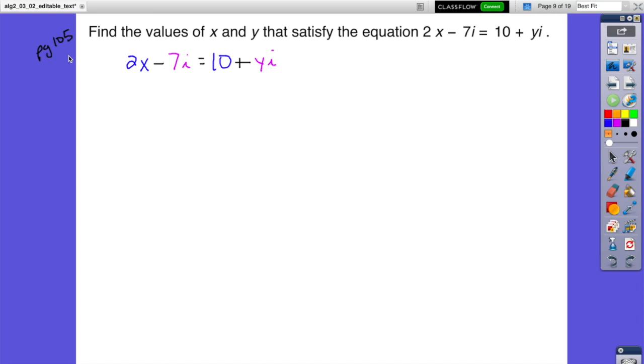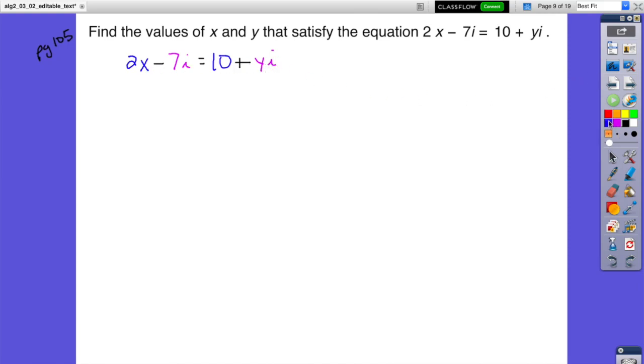Page 105 in your textbook, we're looking at example 2. We're going to find all the values for x and y that satisfy this equation. And what I went ahead and did was I wrote all of the real parts in blue and then all the imaginary parts in purple. This will make it easier.